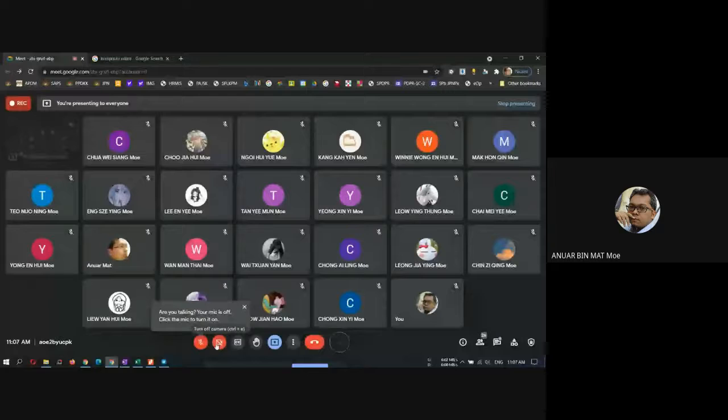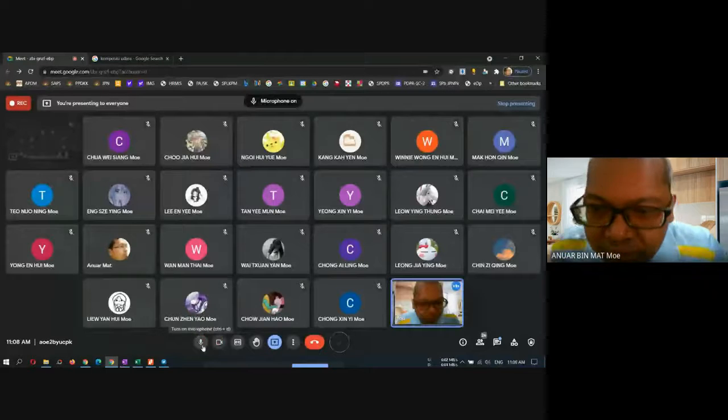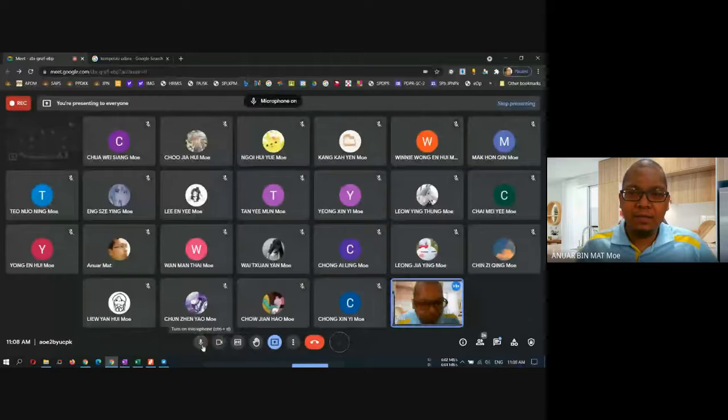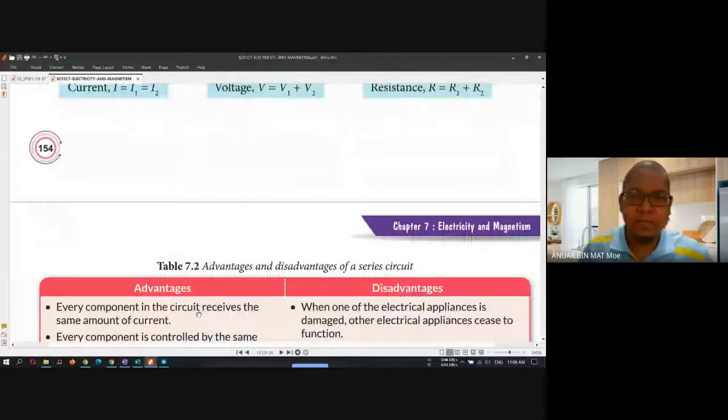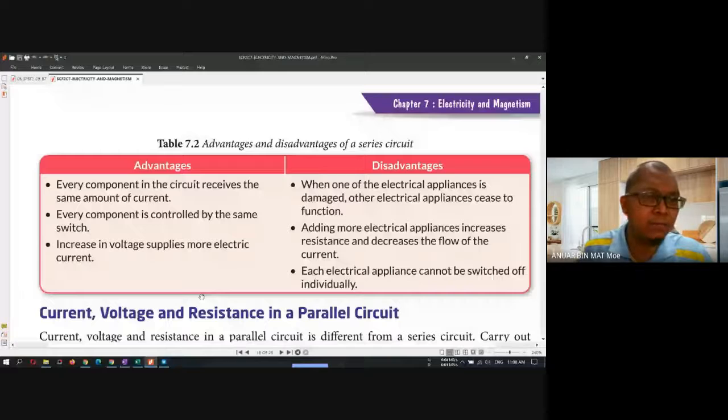Okay, sorry for the interruption. Make sure you understand how to calculate the current, voltage, and resistance in series circuit. All right. So next one, the advantage and disadvantage of series circuit. I think you can read it for yourself. There are a few advantages and disadvantages when you are using the series circuit for your electrical setting.